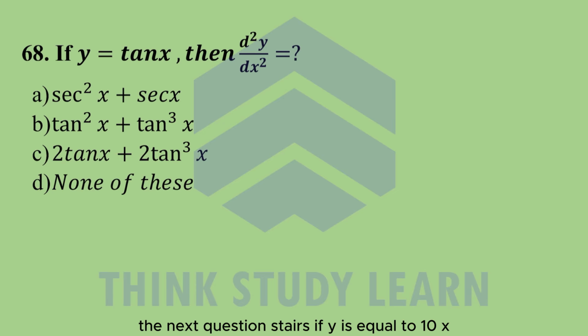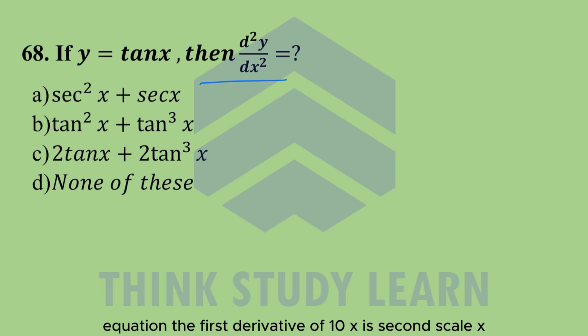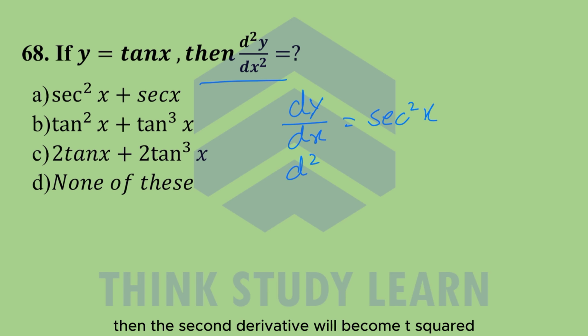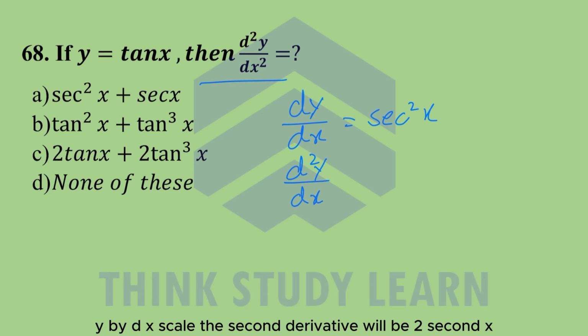The next question states if y is equal to tan x, then we have to find the second derivative of the given equation. The first derivative of tan x is secant square x. Then the second derivative will become d square y by dx square.